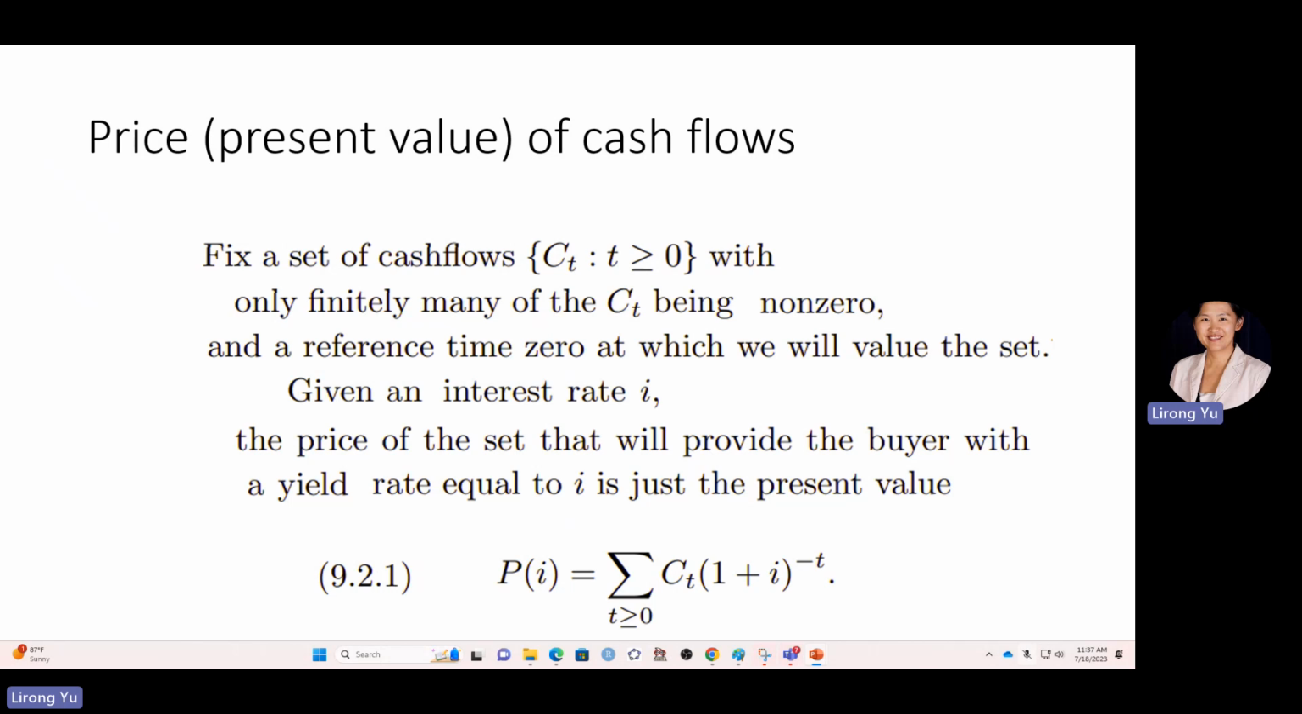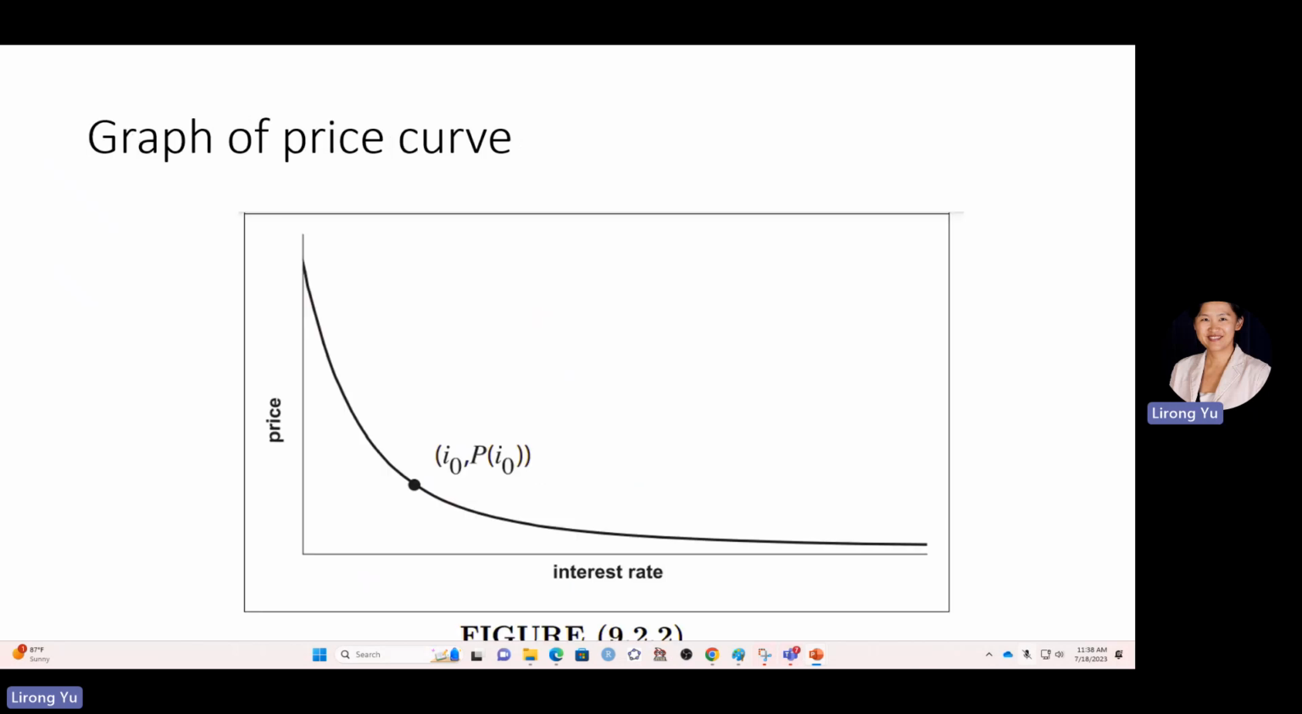Suppose you have a set of cash flows C_t, t is the time. And we're assuming there are only finitely many C, and that they are all non-zero. We're assuming you have a 0 that represents the initial time. All right, so P(i) represents the price of this set of cash flows, the present value of the cash flow: the sum of C_t times (1 plus i) to the power of negative t. This is discounting all future cash flow to the present time. And this summation gives you the total present value.